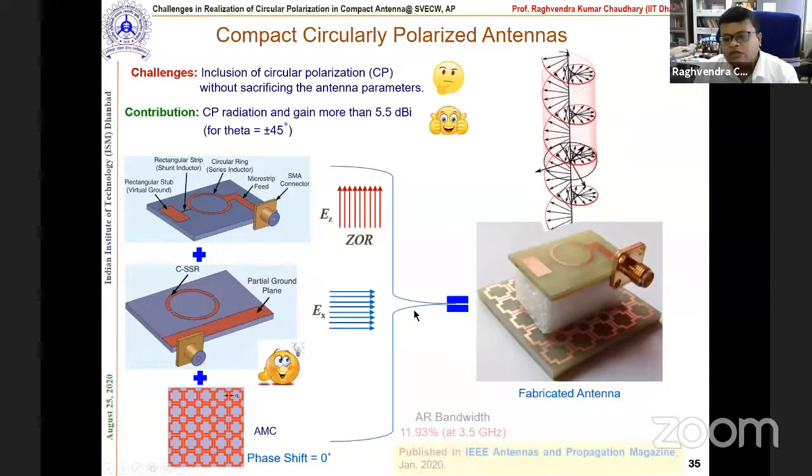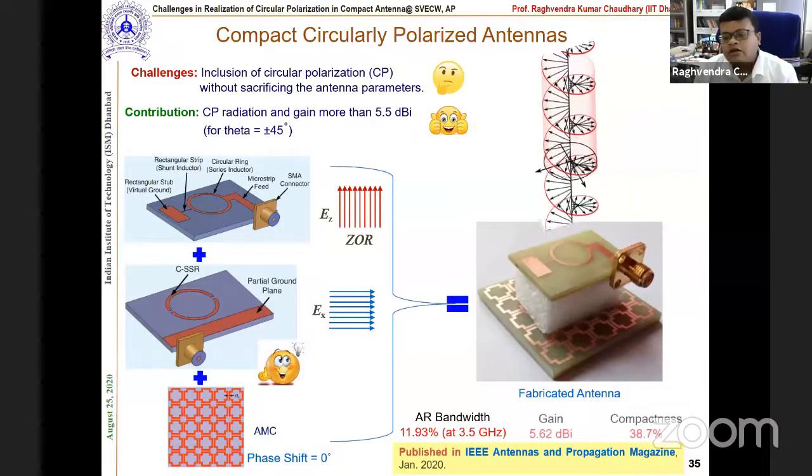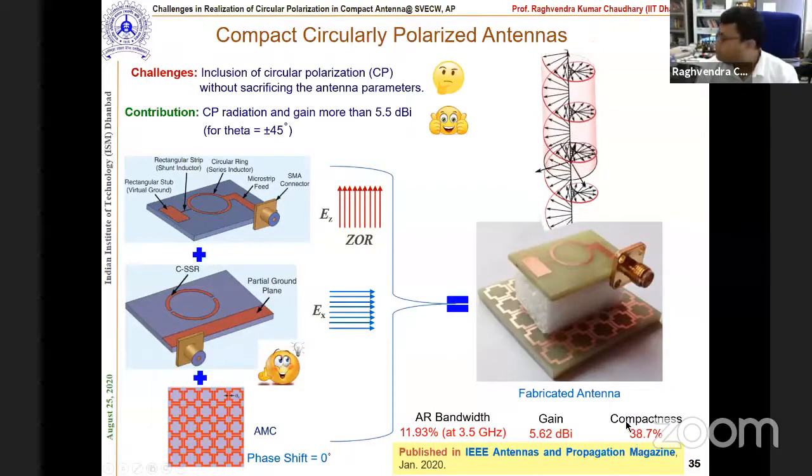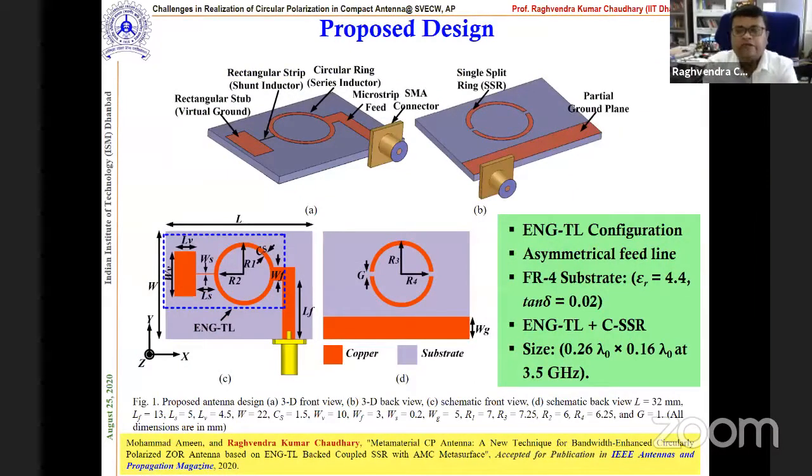Now, the AR bandwidth is around 12% at 3.5 GHz, which is a sub-6 GHz band, and the gain is 5.62 dBi, and the compactness is around 38.7%. So this is the result compared to conventional antennas. Now, coming to the details, this is the overall picture I have given you. How we perform these things, I want to discuss now.